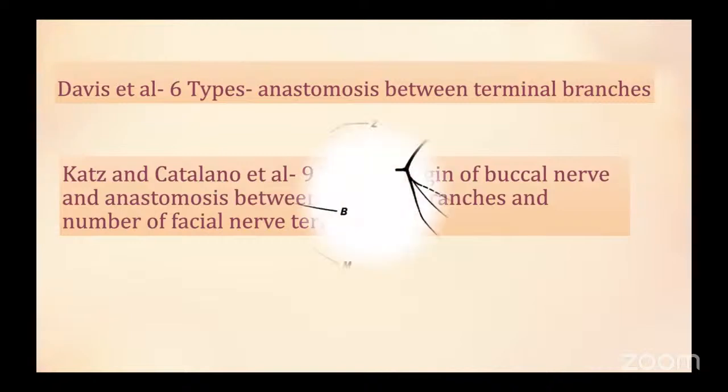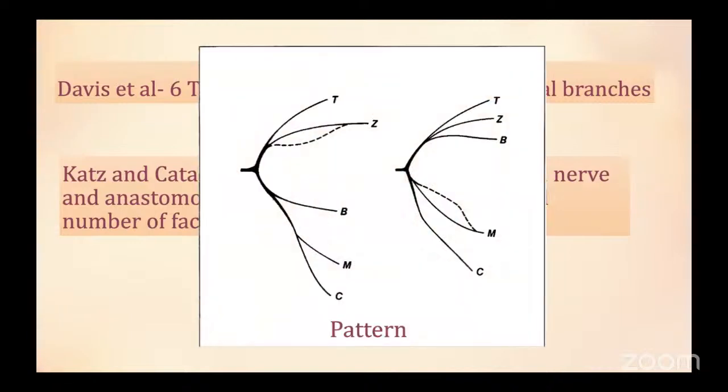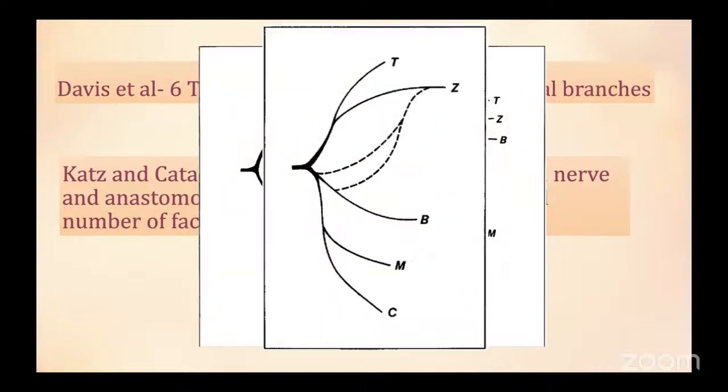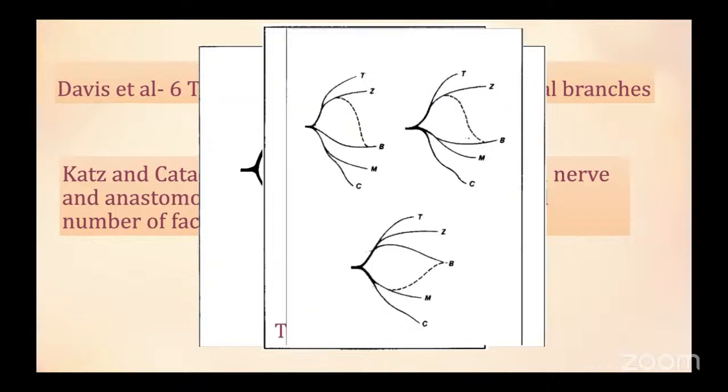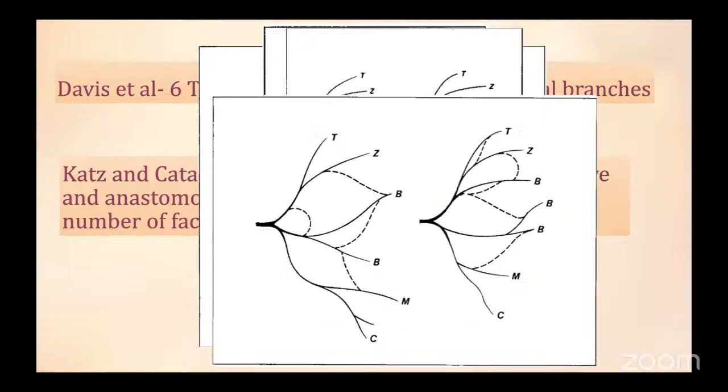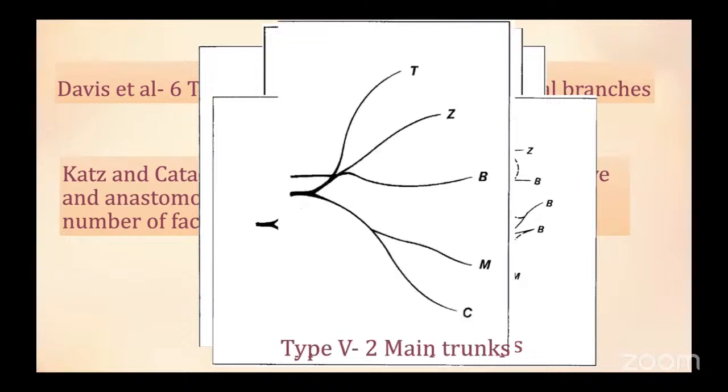The most commonly and widely used is the Katz and Catalano classification, wherein type 1 is a straight pattern. Type 2 has a zygomatic loop connection with the zygomatic branches. Type 3 has connections with the buccal branches, a buccal loop, which is the most common. Type 4 has multiple loops between different branches. And type 5 is when there are two main trunks.